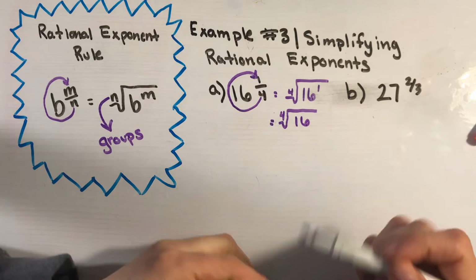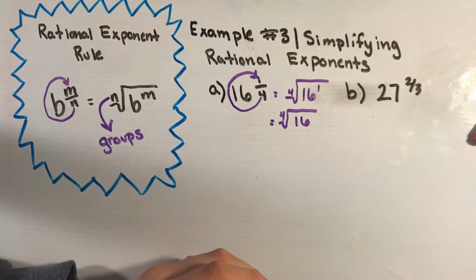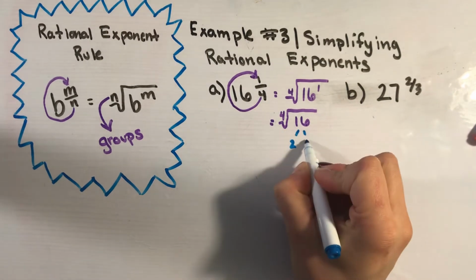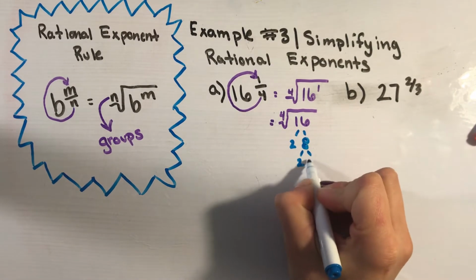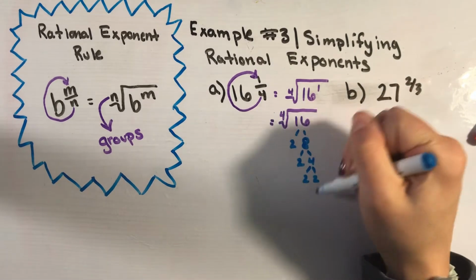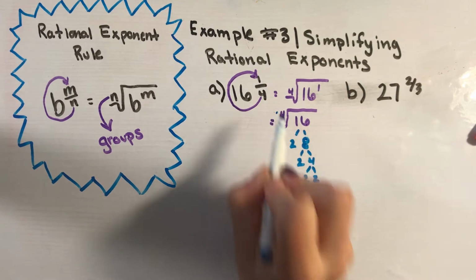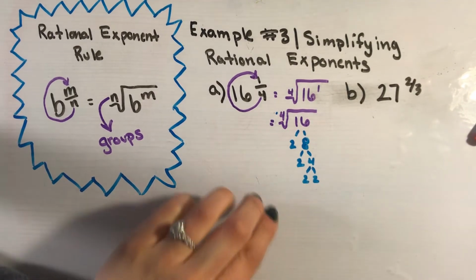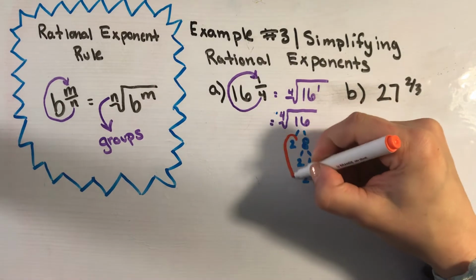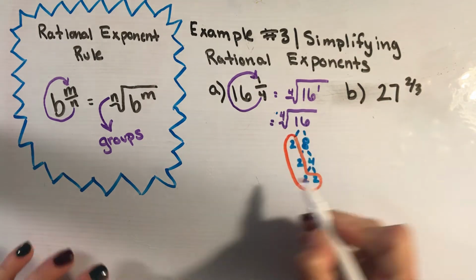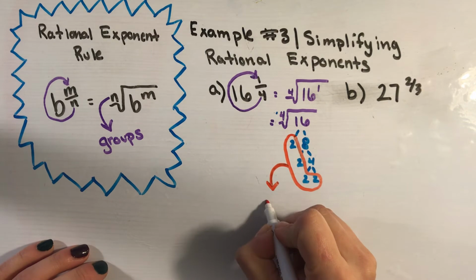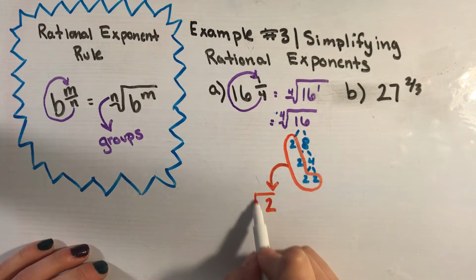So I'm going to break it down just like I did before. I'm going to break this down into 2 and 8, 2 and 4, and then 2 and 2. So I did my prime factorization tree, and I'm looking for groups of 4. Instead of circling pairs of 2's, you're going to do the group of 4. Now this group of 4 is allowed to come out of the radical as just a 2. So your answer to letter A here is just 2.